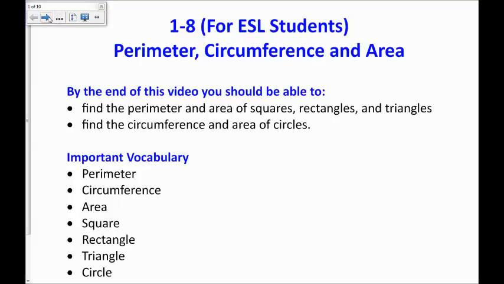And find the circumference and area of circles. The important vocabulary is perimeter, circumference, area, square, rectangle, triangle, and circle.